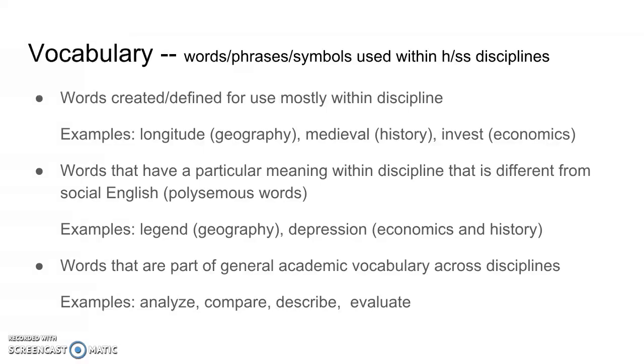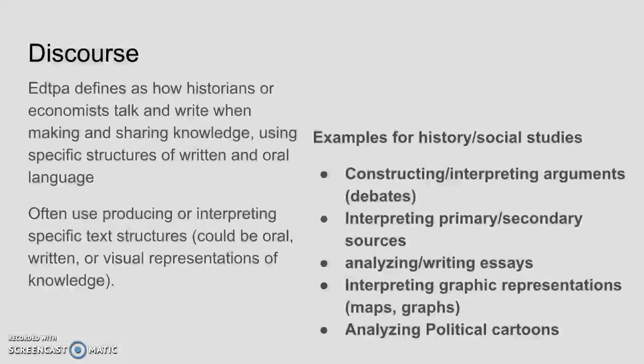Vocabulary are words and phrases that are used within specific disciplines. There are examples on the screen: longitude for geography, medieval for history. Words that have a particular meaning within a discipline that is different from regular social English, like depression means something different in everyday life than it does in history. Words that are part of general academic vocabulary across disciplines. So these are something that history and social science teachers need to be mindful of constantly when teaching.